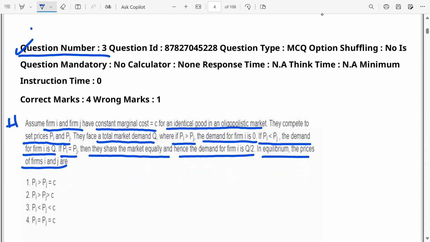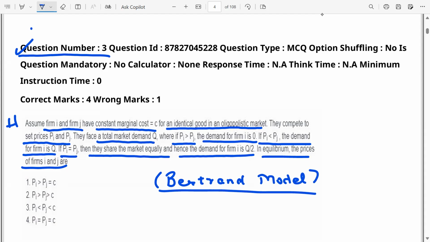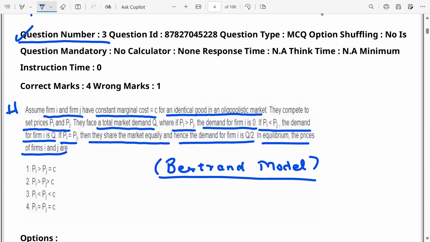So this is a question based on the Bertrand model. Students who have subscribed to my complete course for the PG CUET Economics entrance exam, you can check out my lecture videos on the Bertrand model of oligopolistic competition within my intermediate microeconomics course. We know that in the Bertrand model, the Nash equilibrium is when both the firms charge a price exactly equal to the marginal cost. That means the answer for this question is that in equilibrium, both the firms are going to charge a price exactly equal to the marginal cost, which is C.